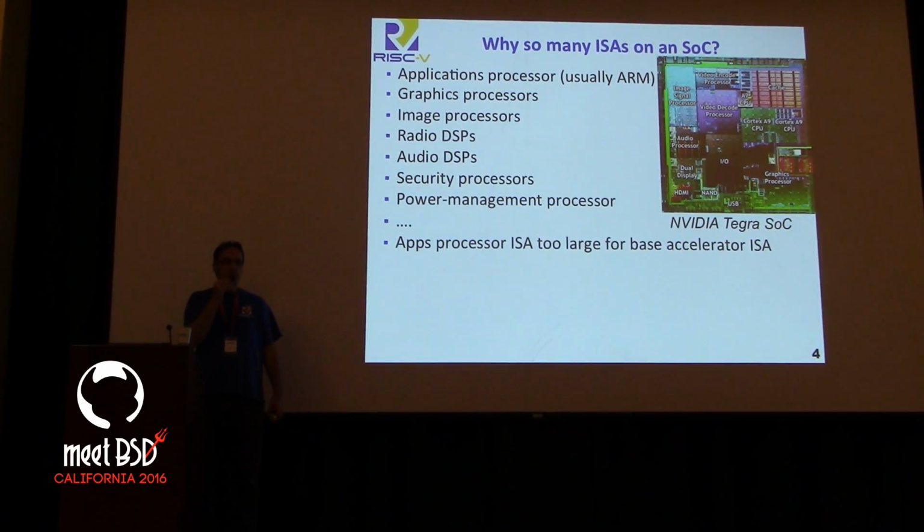And why don't they all just use the same ISA as the apps processor? Well, one reason is that the apps processor was designed just as an apps processor, and it doesn't scale down to serve these other functions.